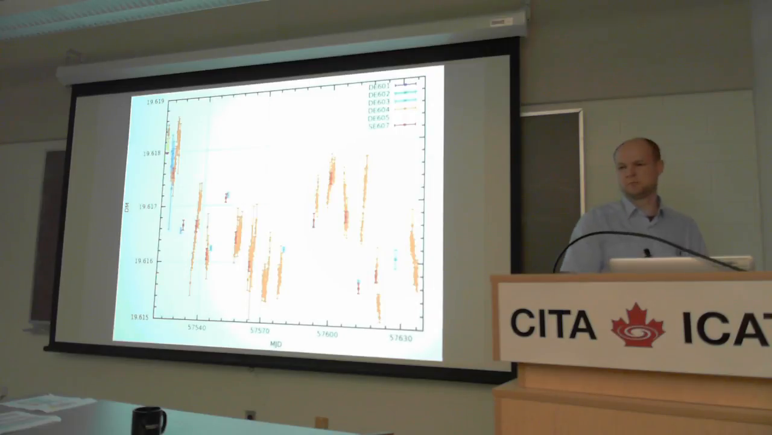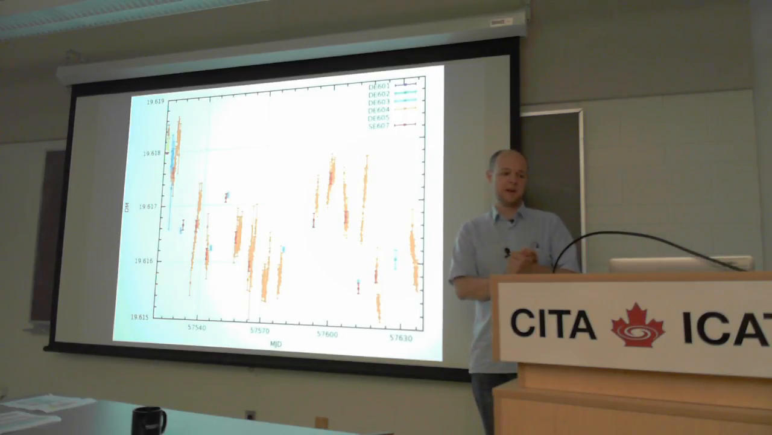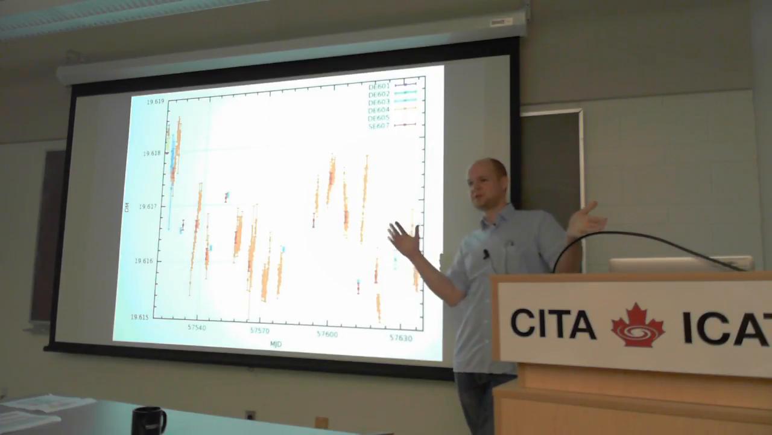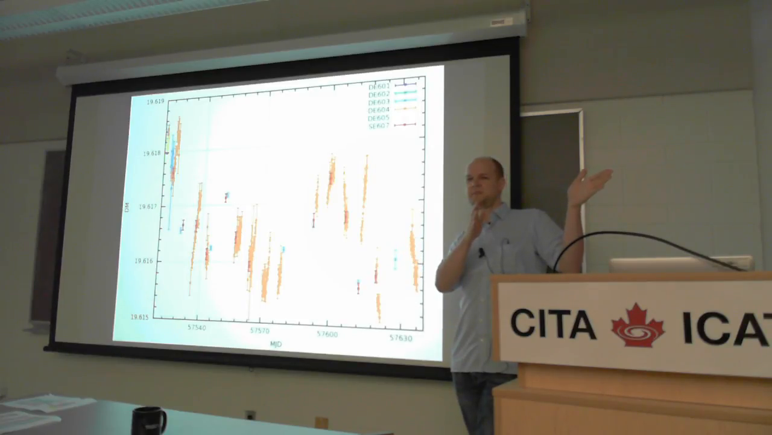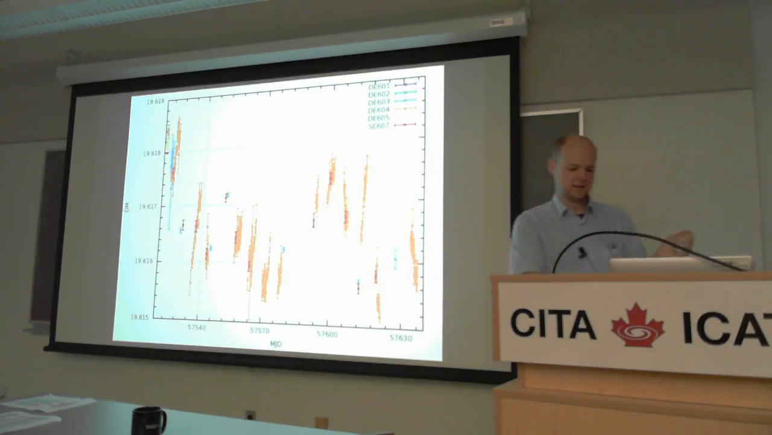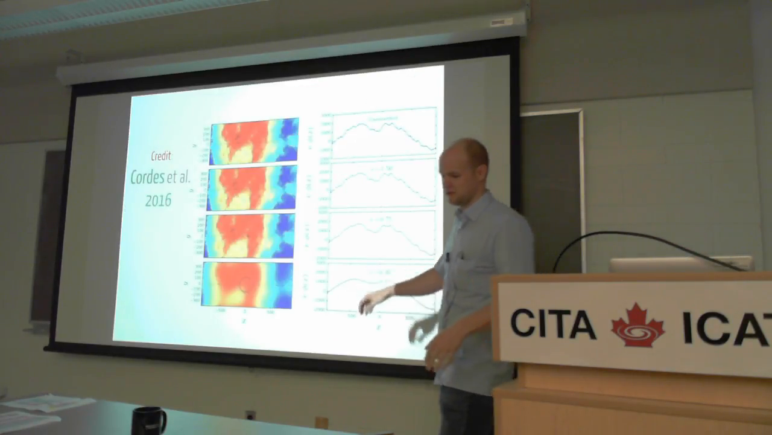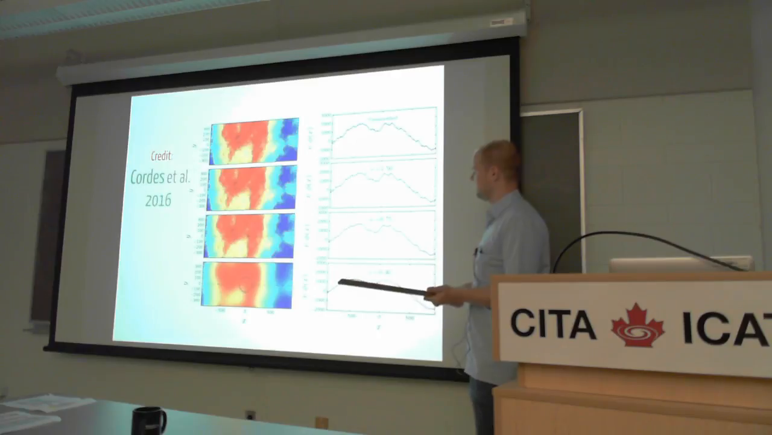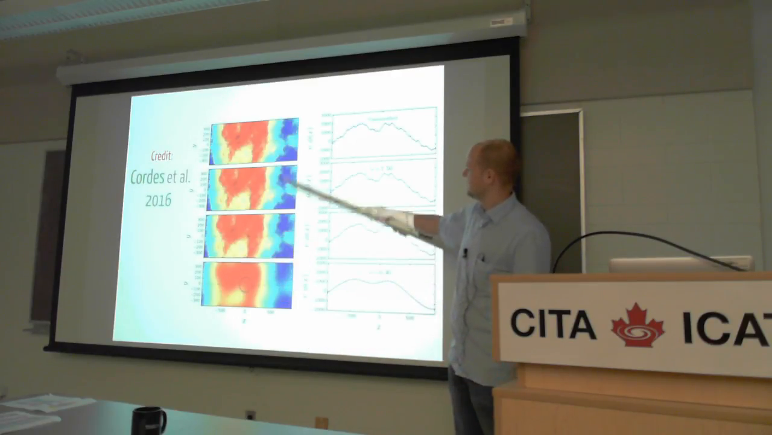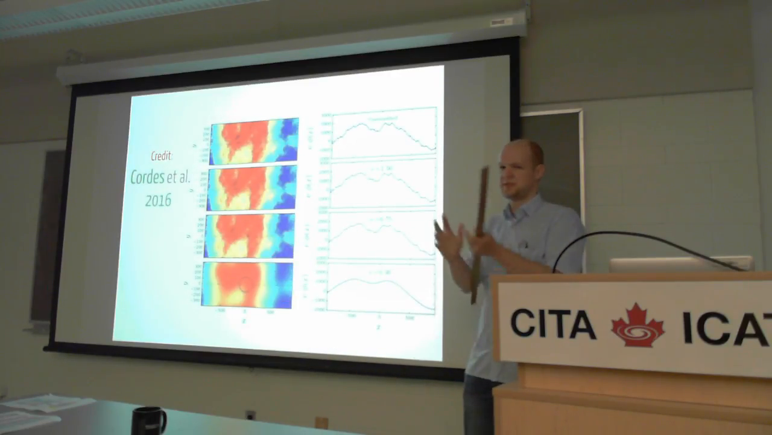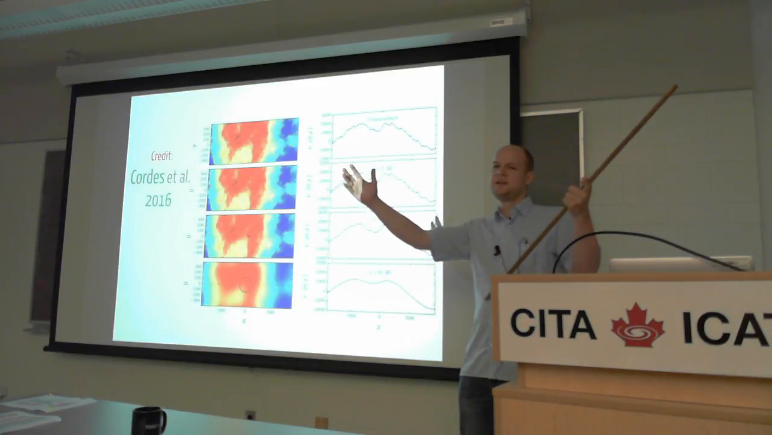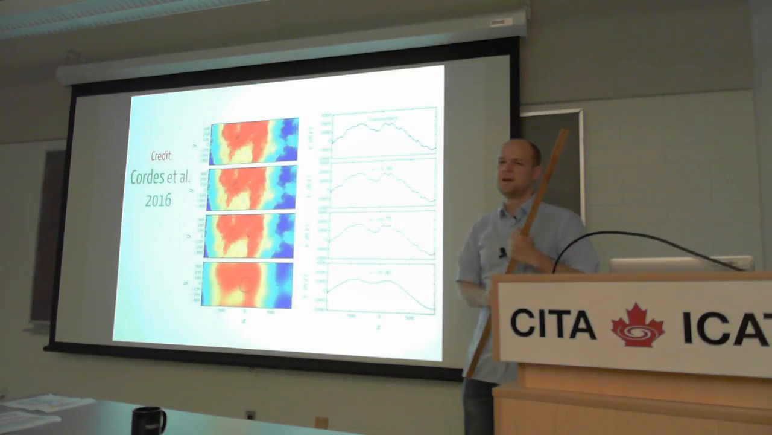Because LOFAR's fractional bandwidth is quite large, we also tried to measure the DM by splitting the LOFAR band into two halves and pretending they're independent measurements. We're basically trying to detect the chromatic DM. So this is from Jim's paper, where he does some simulations of the scattering disk size, and you're probing a different volume of the ISM at different frequencies, so you do expect to see a difference.